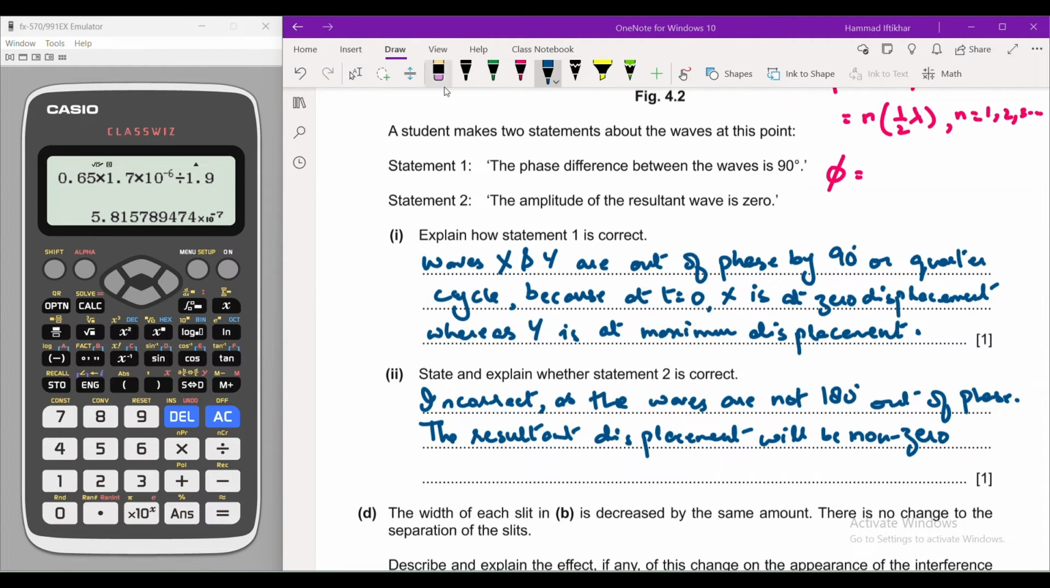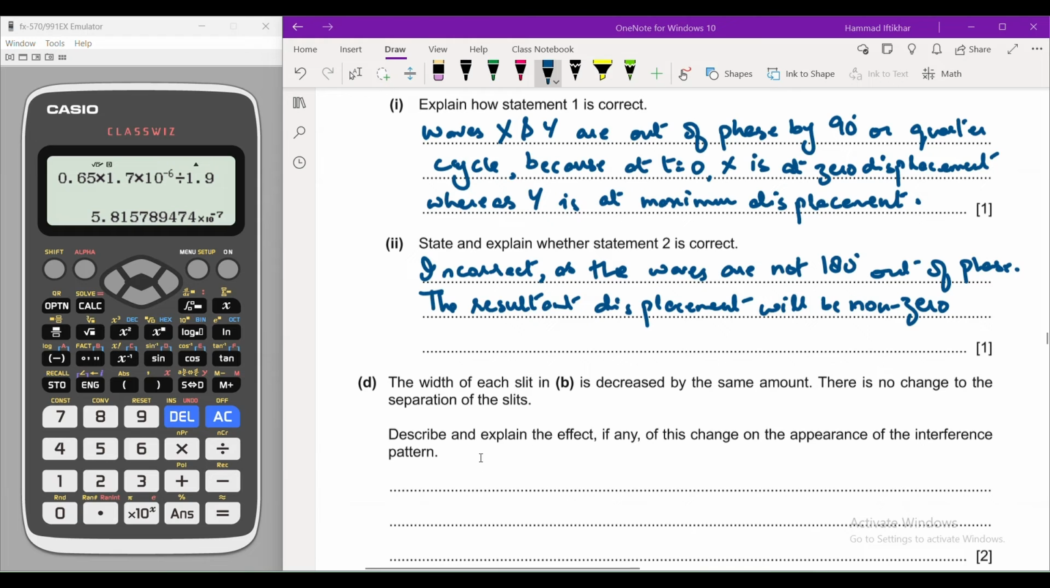The width of each slit in B is decreased by the same amount. There is no change to the separation of the slits. Describe and explain the effect, if any, of this change on the appearance of the interference pattern.